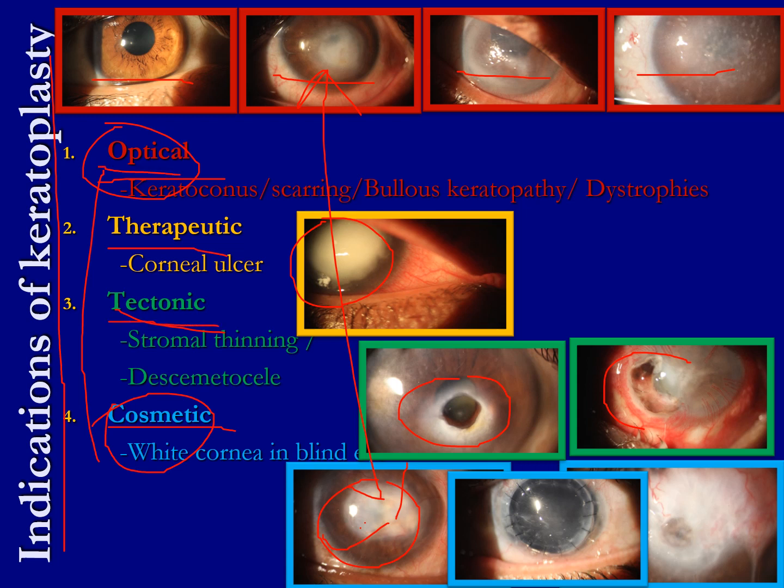So optical keratoplasty is to improve the vision, therapeutic is to treat a disease, tectonic is to improve the integrity, and cosmetic is only for the cosmetic purposes. Let's start the MCQs.